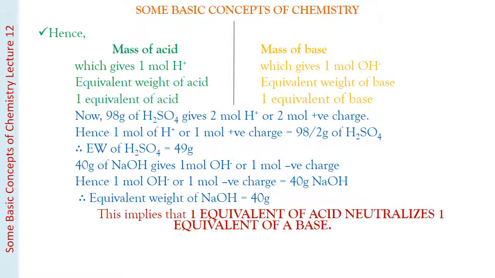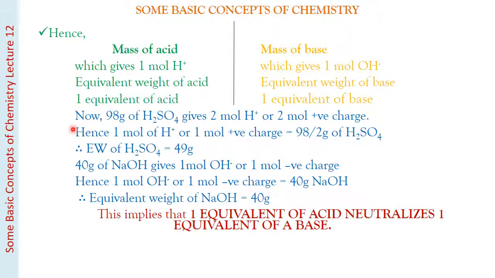So now we can say that the mass of the acid, which gives 1 mole H+ ions, is going to neutralize the mass of the base, which gives 1 mole of OH- ions. Now this mass of acid, which gives 1 mole H+ ions, is called the equivalent weight of the acid. And the mass of base, which gives 1 mole of OH- ions, is called the equivalent weight of the base. And this you can also call 1 equivalent of acid and 1 equivalent of base, right?